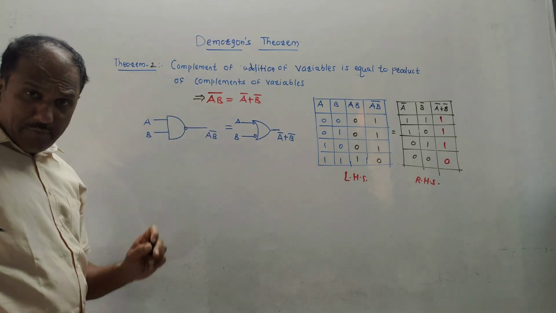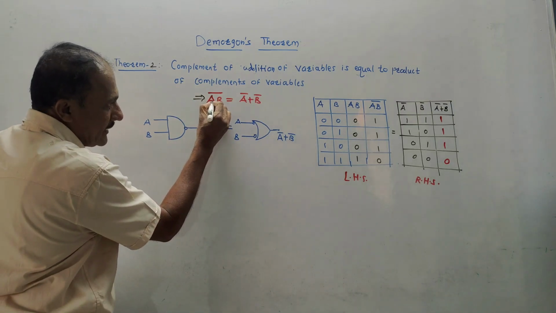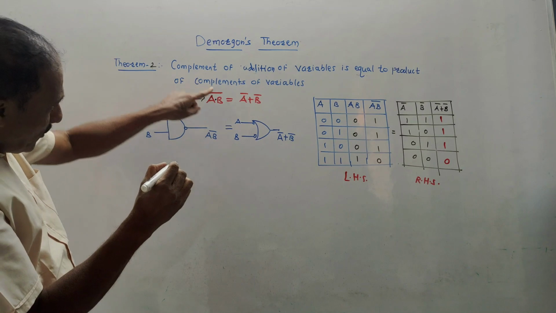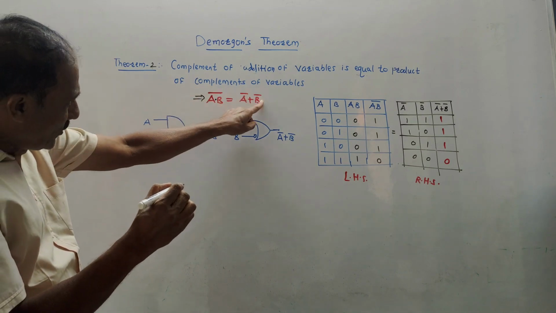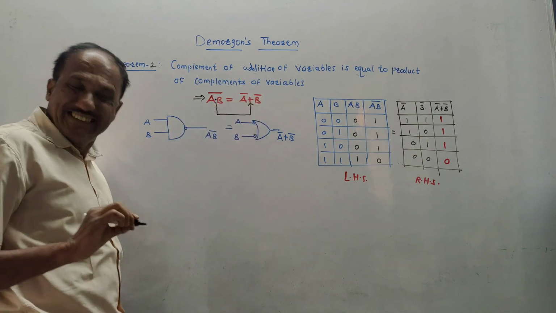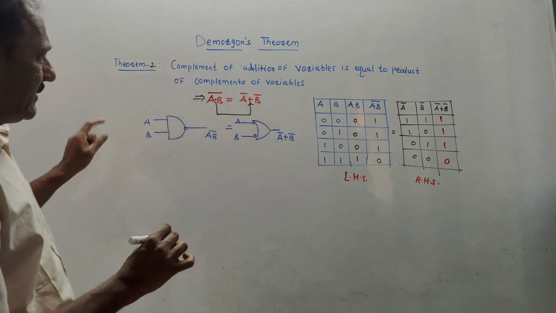What I said, how to remember it? If you are breaking the line, change the sign. Actually, it is A into B. So I will try to mark it here, A into B bar. If you are breaking this line, it becomes individual. So this into sign is changed to plus sign. This is the simple way to remember this statement.